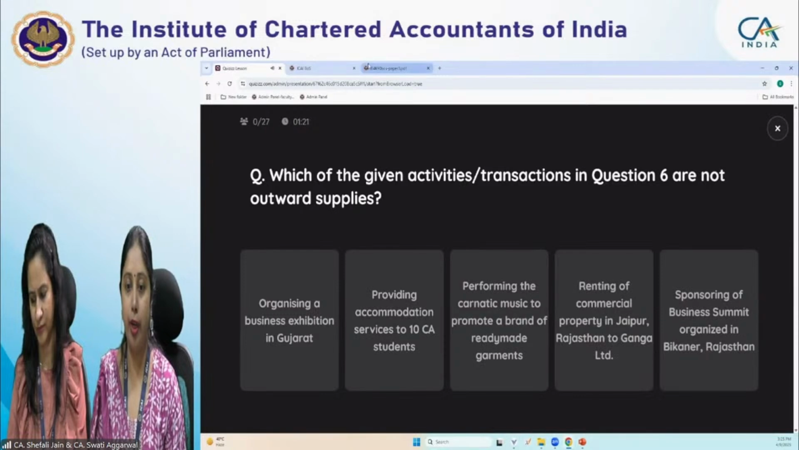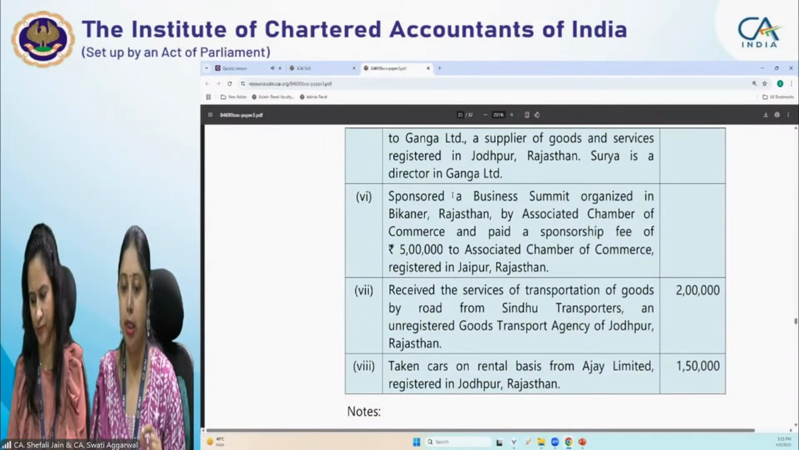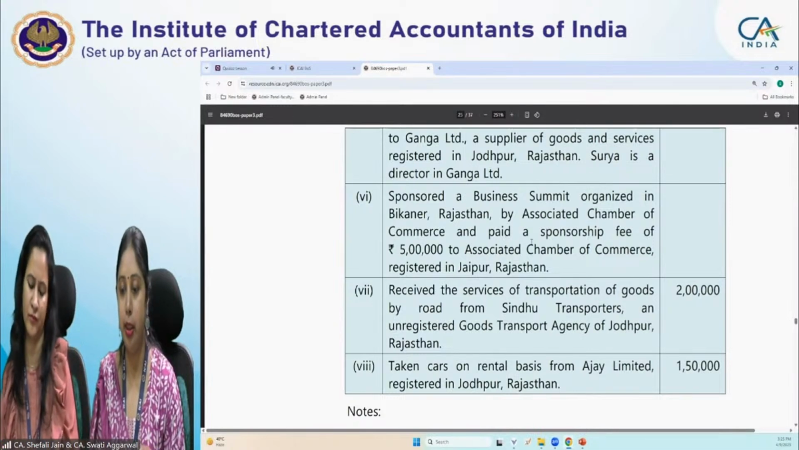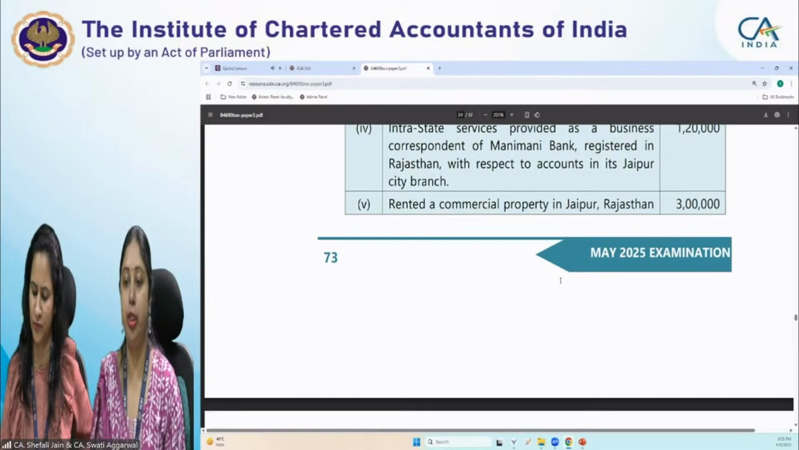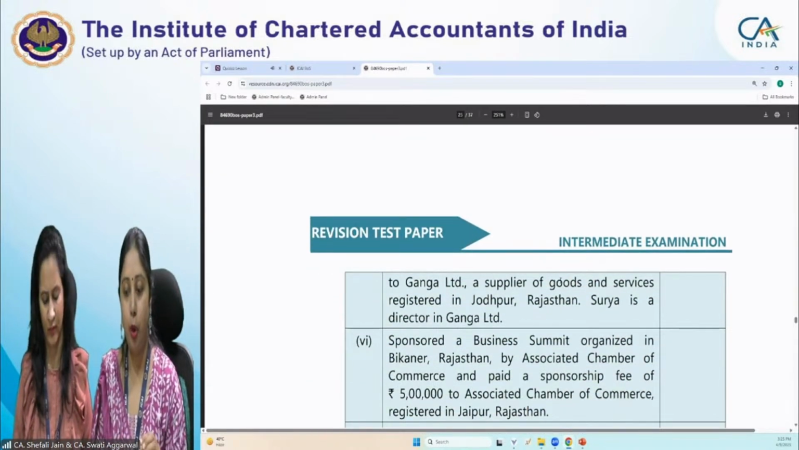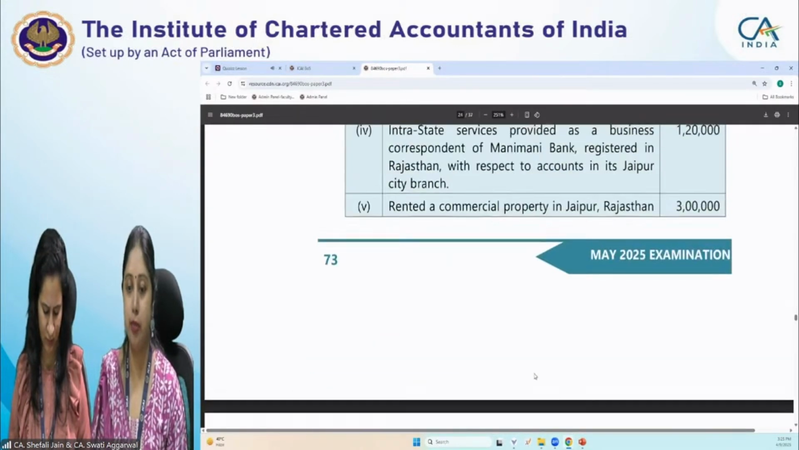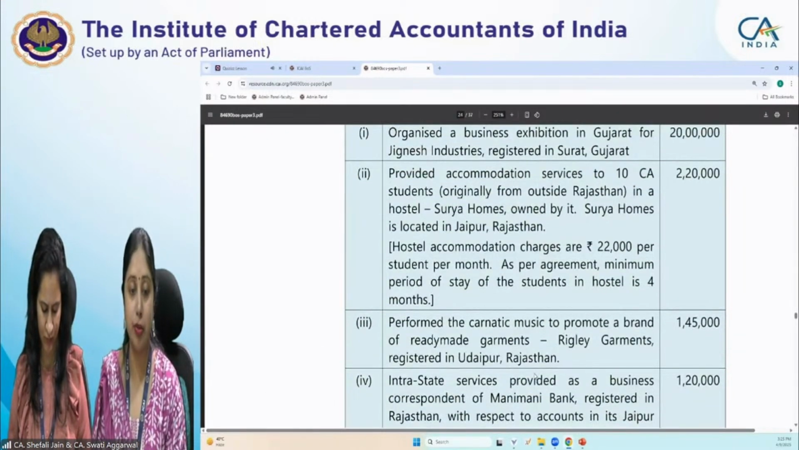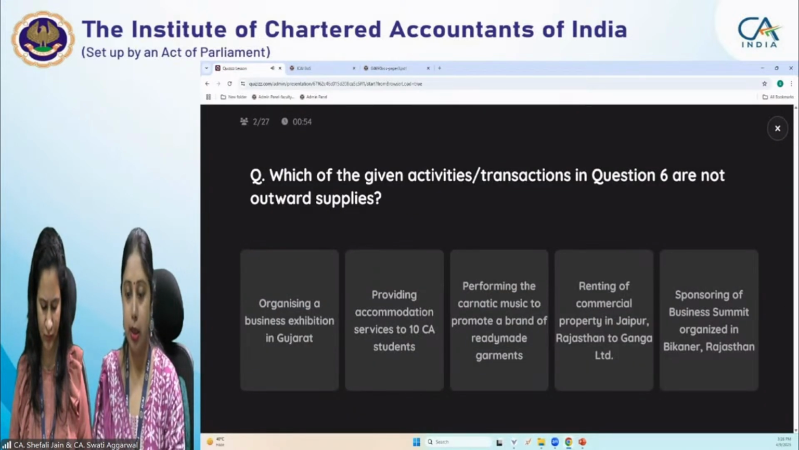This is what was provided in our question. You have more than 1 minute to answer this. In fact, you can see he has sponsored the business summit and he had paid the sponsorship fee. He has rented out the commercial property in Jaipur to Ganga Limited, who is a supplier of goods and services in Jodhpur, Rajasthan. And the rest of the services or supplies he has made, the information is there in the question and in this MCQ also. So we want all of you to answer this.